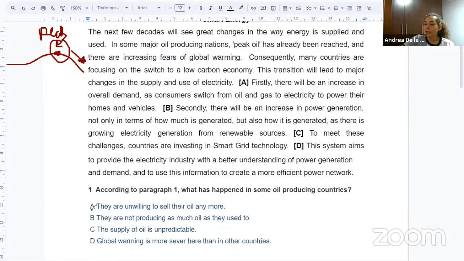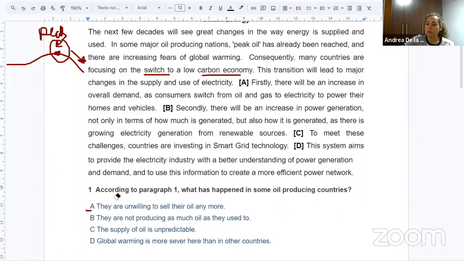Now, as for option A, it says, right, countries are focusing on the switch to a low carbon economy. The fact that peak oil has already been reached means that they are not producing as much as they did. But it doesn't mean that they are unwilling to sell their oil anymore, because they don't say anything about selling their oil, right? First of all, they talk about producing oil, not selling oil. And second, we don't know whether they want to sell their oil or not, because unwilling means that they don't want to sell their oil.